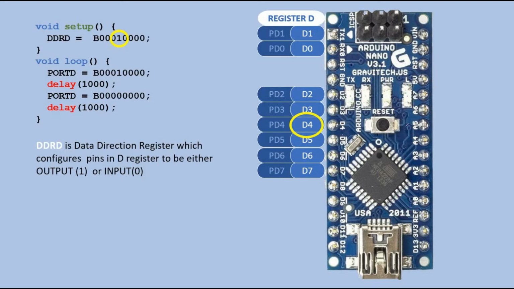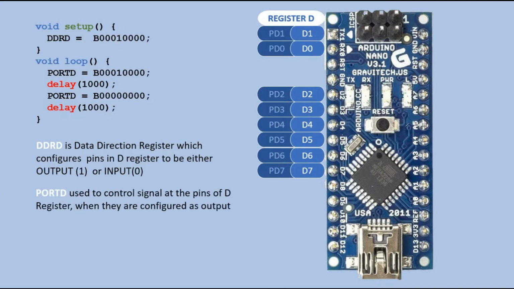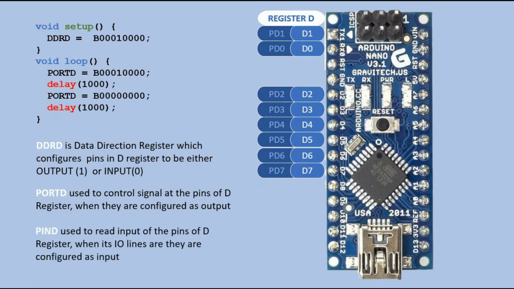Now that we indicated which pin is configured as output, we can control what signal we would send to that pin with the PORTD register. 1 sends high signal and 0 sends low signal. In our code we send 1 and 0 in 1 second intervals and the LED blinks. Then we also have PIND register. It is used when working with input pins. There are no input pins configured in this code. We will look at that register later.